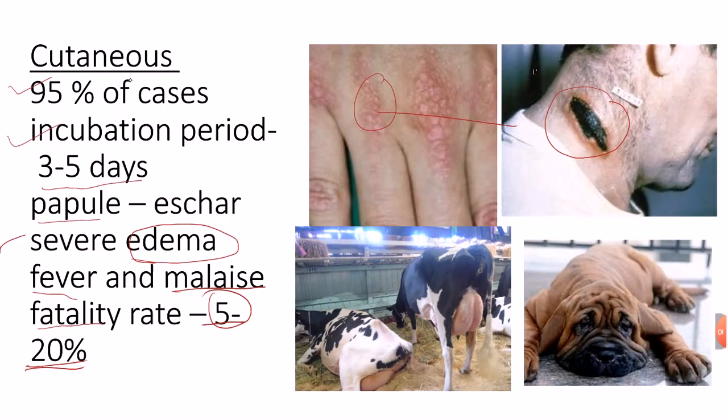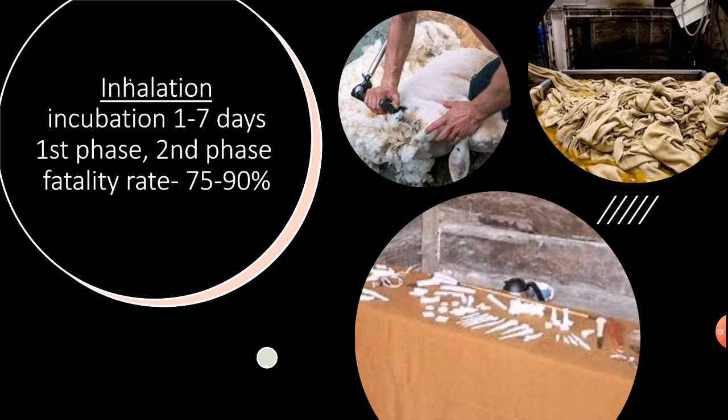are 5 to 20%. While if we talk about inhalation anthrax, its incubation period is 1 to 7 days. There are two phases, first phase and second phase, and in these phases the symptoms differ. The animal is going to feel various symptoms in these, and the fatality rate is almost 75 to 90%.